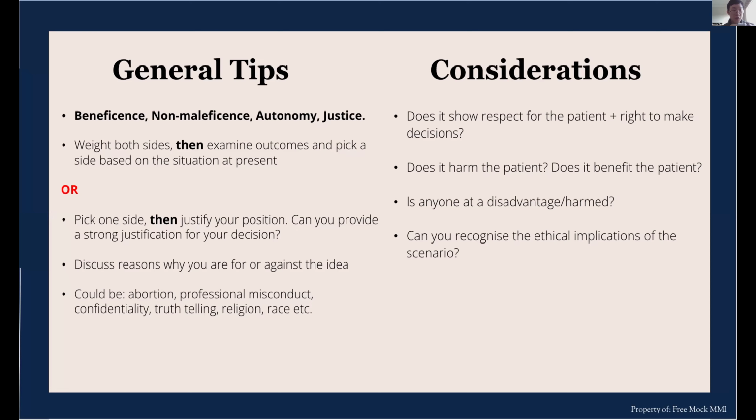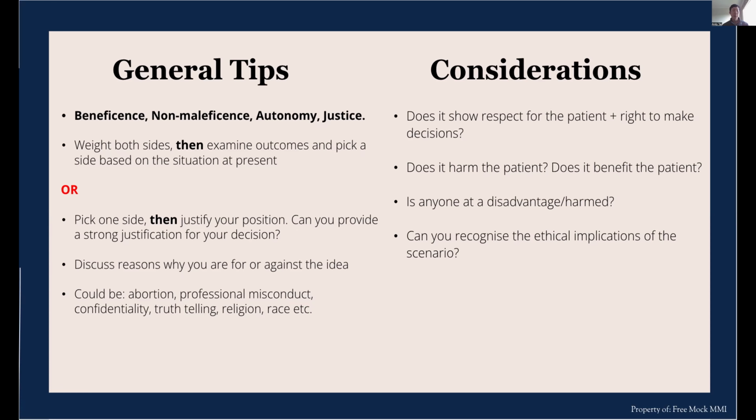Ultimately, you want to weigh both sides of the argument, examine the outcomes, and then pick a side based on the situation and those factors. If beneficence and justice come into conflict with each other, you choose the side which weighs more or which you evaluate as being more important. There are two ways to do this. One way is to pick one side and then justify your position. Another way is to first justify all your points, compare the points first, and then at the very end of your argument, choose a side.